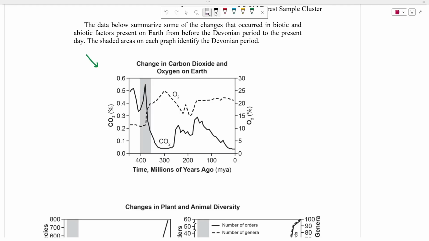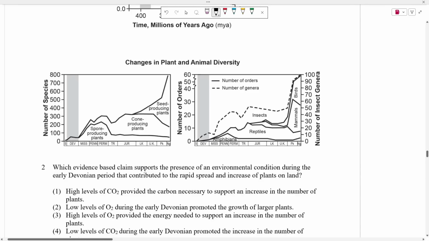So we see here how there was a large spike in the carbon dioxide concentration in the atmosphere, and there was a large increase in the concentration of the oxygen levels in the atmosphere during the Devonian. Then we see here how changes in plant and animal diversity. During the Devonian, we see that the number of species of plants increased, right?